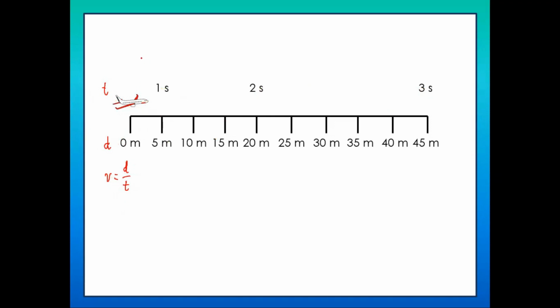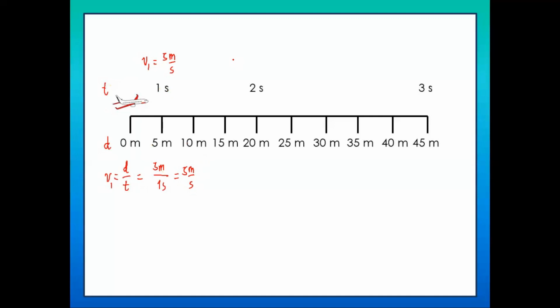Now, to get the value of v sub 1, that is the first velocity, we have to substitute the values here for distance. So for 1 second, it covers 5 meters. So the time is 1 second. 5 over 1 is 5 meters per second. So this is now the value for the first velocity.